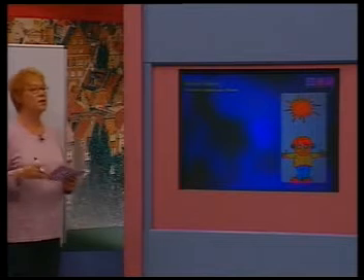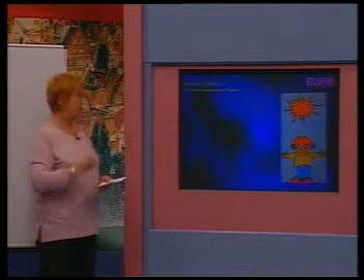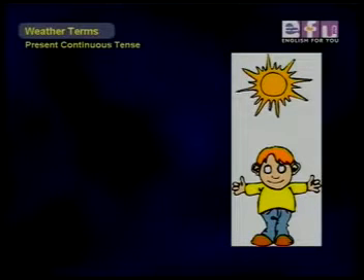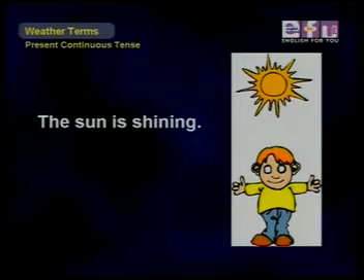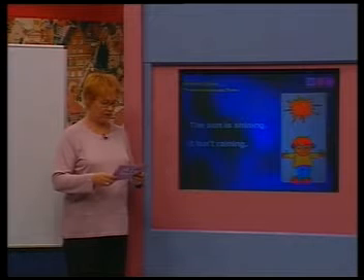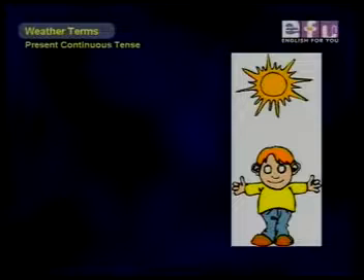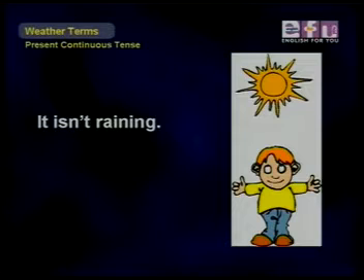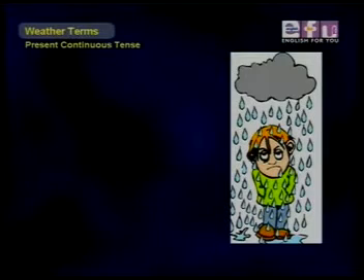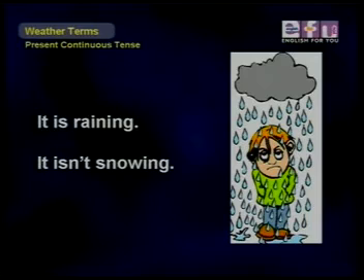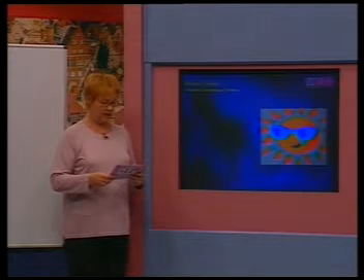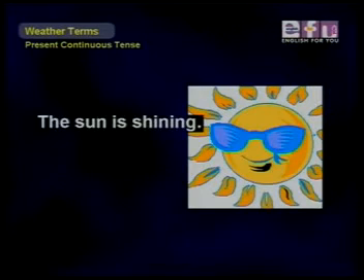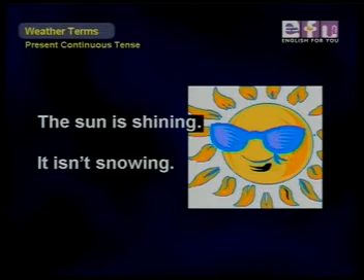Now, again, I want you to make one positive and one negative sentence about each picture. So, Ali, you start. The sun is shining. It isn't raining. Okay. Now, Susan, one for you. It is not raining. It is not snowing. All right, that's good. And Isabel, we have one for you. It is raining. It's not snowing. Okay. Now, here's another one, Ali. The sun is shining. It isn't snowing. That's right. Good job.